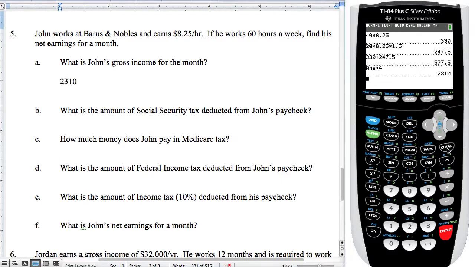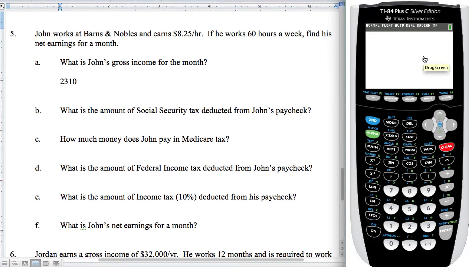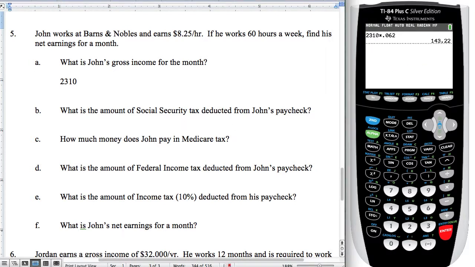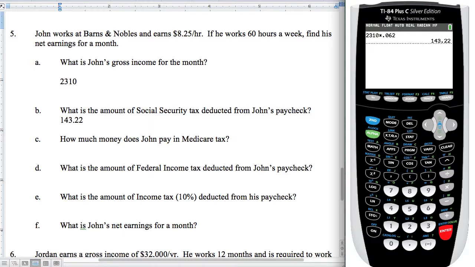Now let's figure out what his Social Security tax is. So we take 2310 and we multiply it by 0.062, and that comes out to be $143.22.